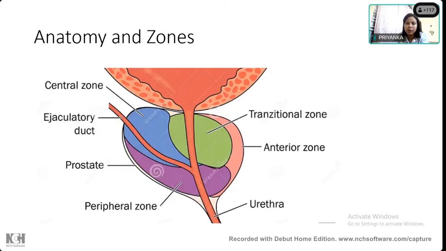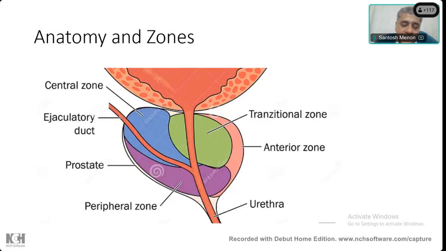So you agree with this picture? This is how the prostate is placed at the base of the bladder, and you can see that the urethra passes through the prostate, and then you have the ejaculatory ducts which open into the prostatic urethra, and the prostatic glands around the ejaculatory ducts form the central zone, and then in the periurethral zone in the upper part you have the transitional zone.